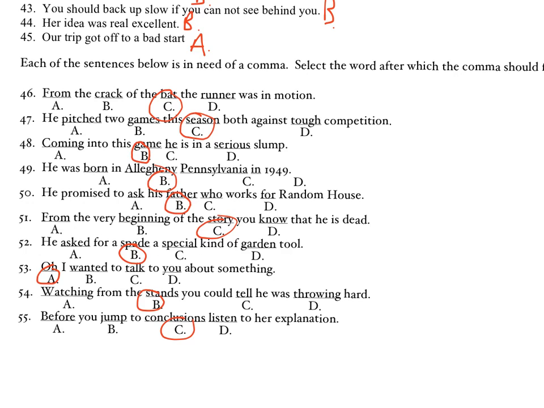Watching from the stands, you could tell he was throwing hard. Watching from the stands is a participial phrase describing you. So watching from the stands, comma, you could tell he was throwing hard.